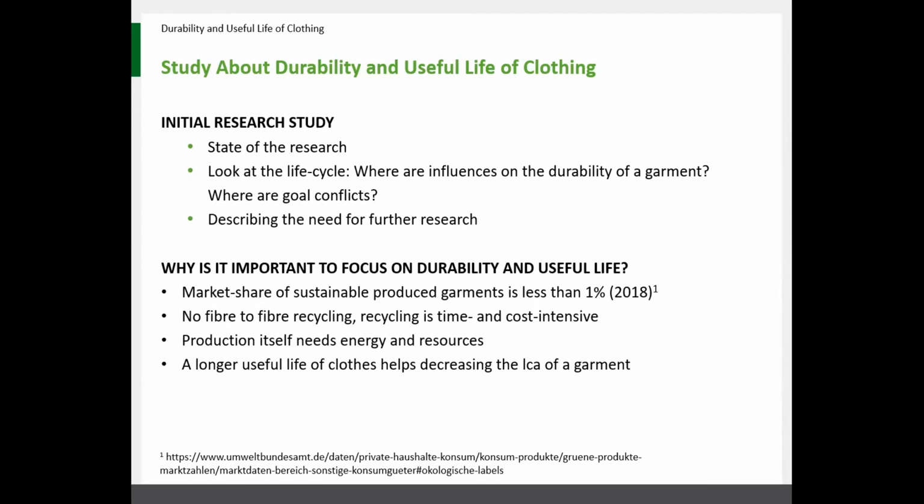Furthermore, the production itself needs energy and resources. If we just go to a circular economy, there will be no big change for these impacts. And last but not least, a longer useful life of clothes helps decrease the whole eco balance of a garment.